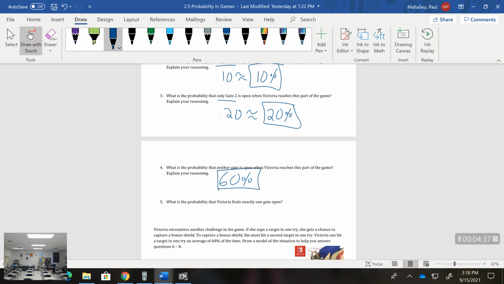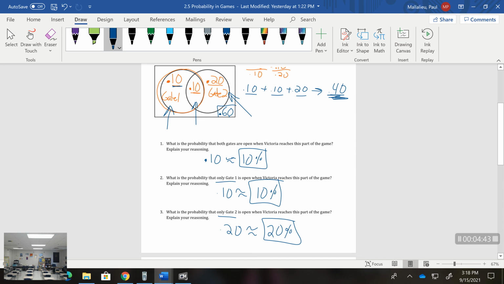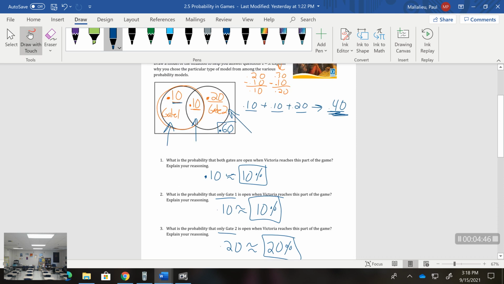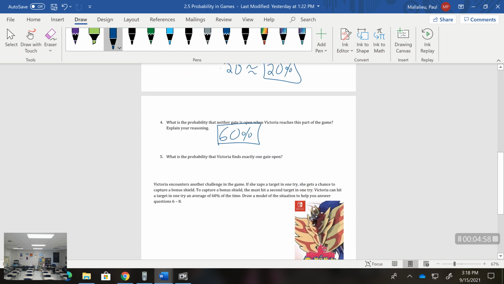What's the probability that Victoria finds exactly one gate open? So this means nothing can be shared. When we look at the Venn diagram again, this is when only gate 1 is open, this is when gate 2 is open, and this is when both gates are potentially open at the point 1. So it's saying what's the probability that exactly one gate is open. Just gate 1 would be 0.10 or 10%. Just gate 2 would be 20%. So the probability that just one of those is open would be a 30% chance that just one of the gates is open.